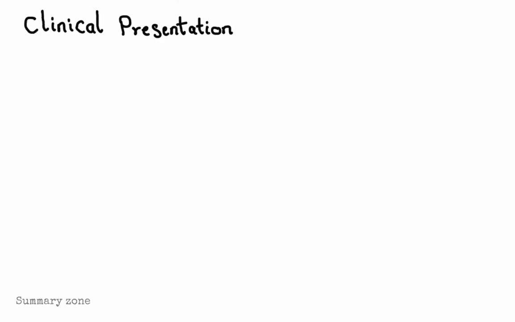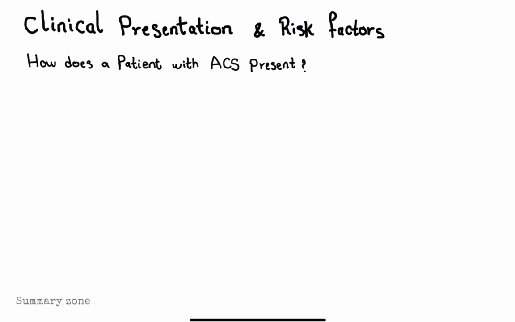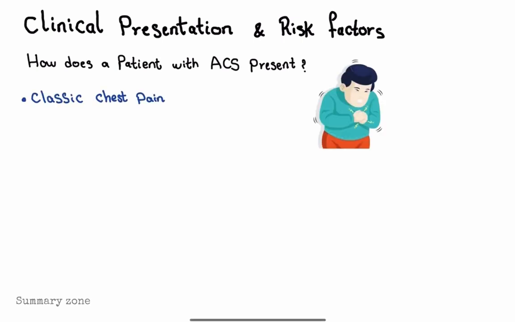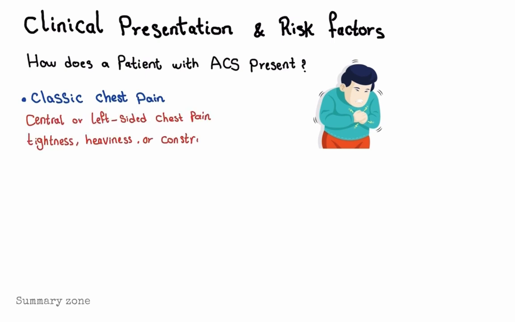Clinical presentation and risk factors. How does a patient with ACS present? Look for these key clinical features. First, the classic chest pain. This is often a central or left-sided chest pain described as a tightness, heaviness, or constriction. Crucially, it can radiate to the neck, jaw, or the left arm.